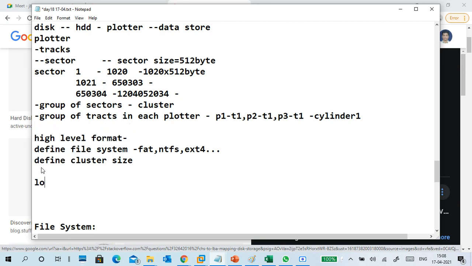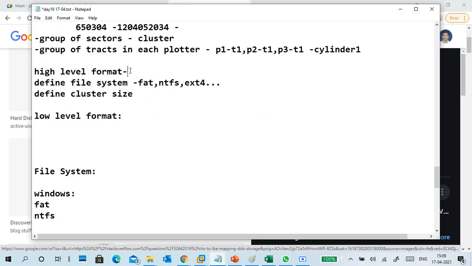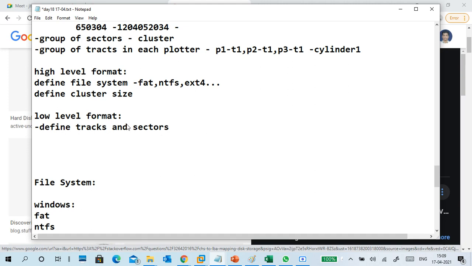Next one is low level format. This low level format we don't do. High level format, low level format, we don't do low level formats. What is low level format? It is defining tracks and sectors. Hardware wise, it means we have to take the platter and design tracks and sectors on it. You first have to draw the tracks on the platter and then cut the tracks into sectors.